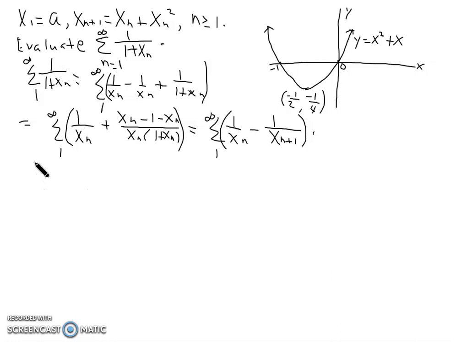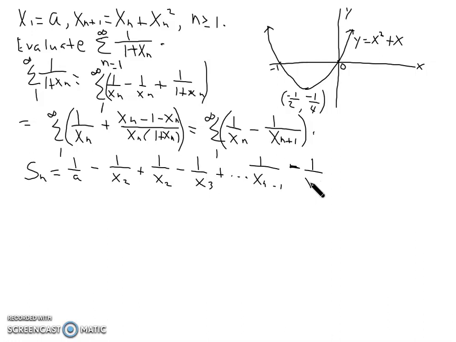Okay, so let's look at the nth partial sum for this series. Call it S sub n. Just start writing it out. X1 is a, so we get 1 over a, and then minus 1 over x2. Okay, and then plus 1 over x2 minus 1 over x3. Okay, and then plus, and so forth and so on, till we get to 1 over x sub n minus 1 minus 1 over x sub n. We've got one more term here. We get plus 1 over x sub n minus 1 over x sub n plus 1. And I think we can all see that this is telescoping.